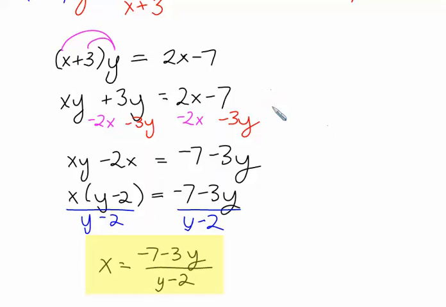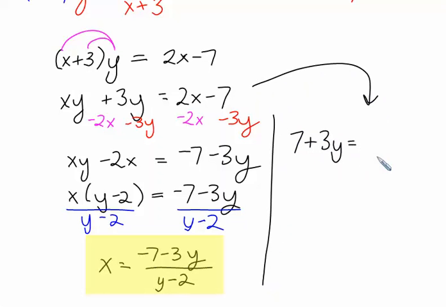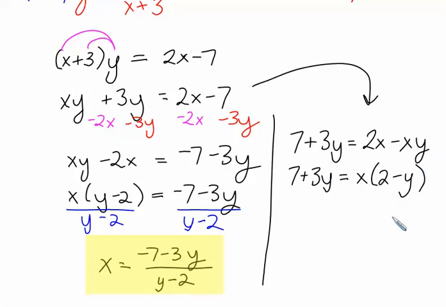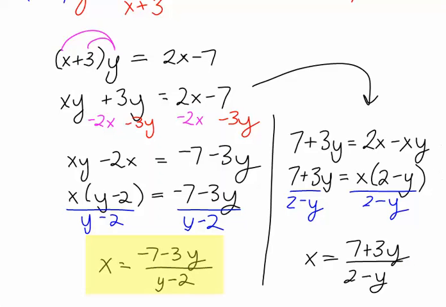However, you could have another answer and still be correct. What if we got the x's on the right-hand side and the numbers on the left-hand side? Well, then we would have had 7 plus 3y equals 2x minus xy. We could have then factored out the x on the right-hand side, leaving 2 minus y in parentheses, and we would have divided both sides then by the 2 minus y. That would provide us that x equals 7 plus 3y all over 2 minus y.